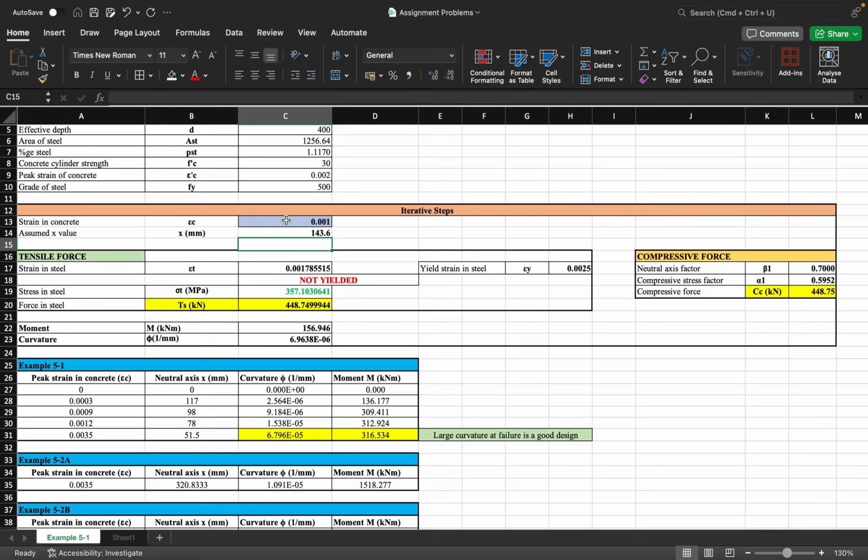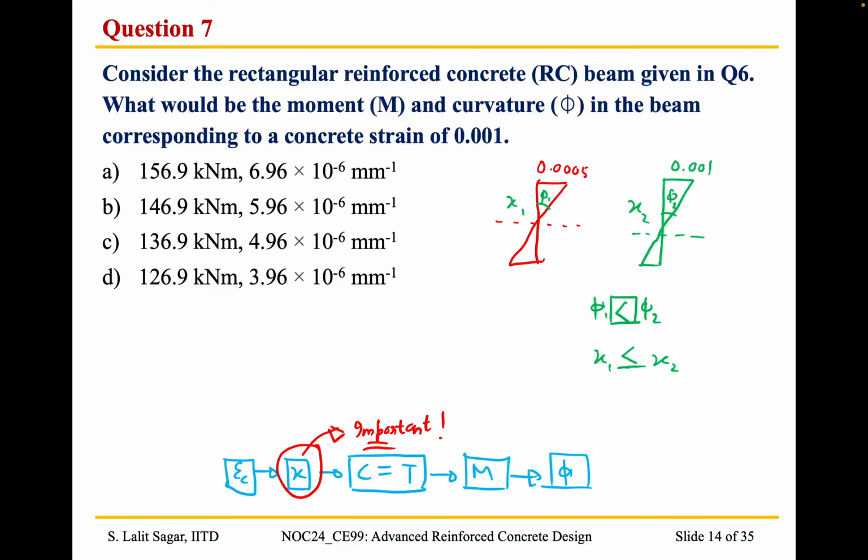We have the value of epsilon c, we have the value of x, and we know the value of alpha 1, we know the value of beta 1 also. So the corresponding value would be 156.9 kilonewton meter, and curvature would be 6.96 into 10 to the power minus 6. So the correct answer is option A.